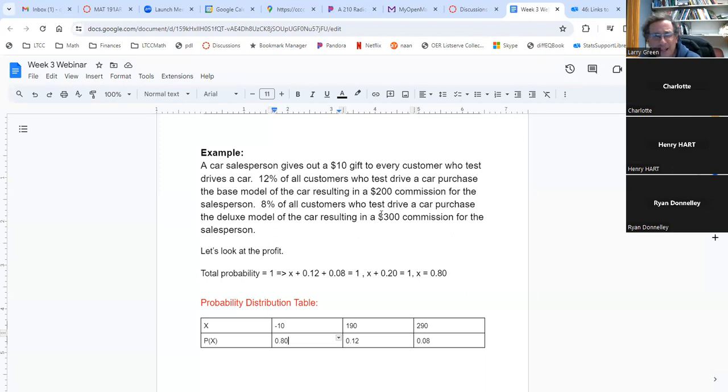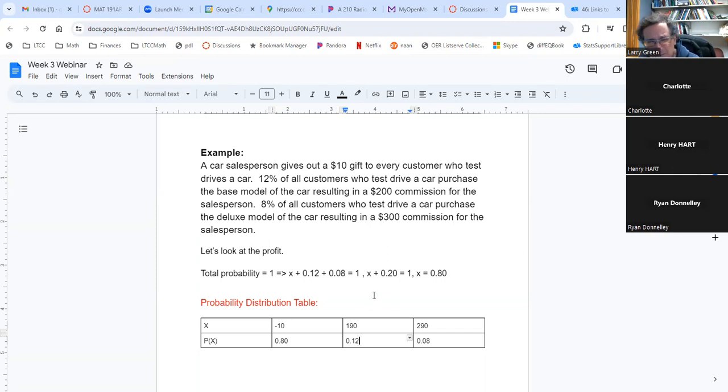Yeah, the 0.8 is not that he doesn't sell the deluxe model, it's that he doesn't sell any model, the base or deluxe. If he doesn't sell a car, then he loses $10. Do you see that? Because if he doesn't sell the deluxe, he can still sell the base, but that's where this 0.12 is. Is that clear? So that's the reason for that.